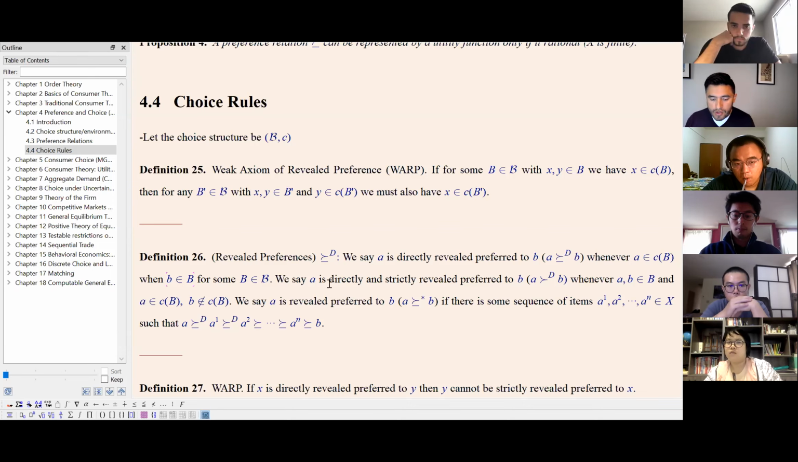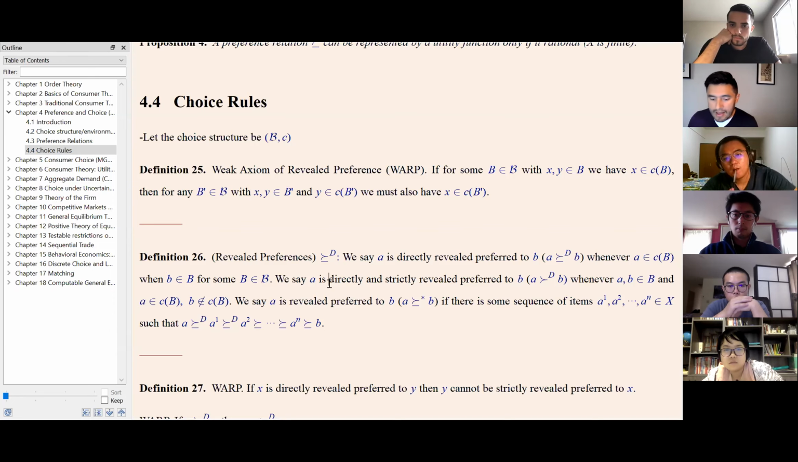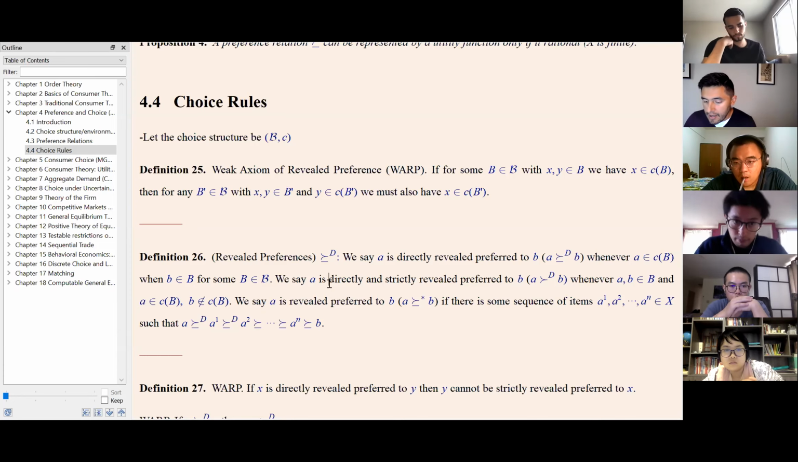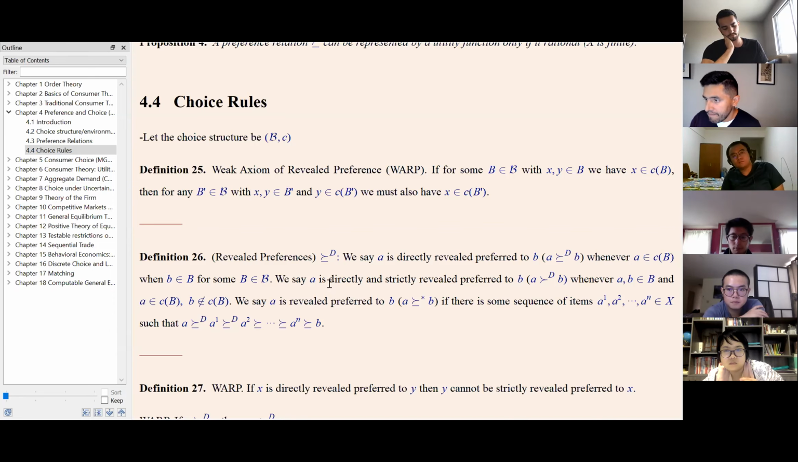So second definition, we say A is directly and strictly revealed preferred to v. The symbol is the strict preference revelation with a superscript D. This holds whenever A and B are in the menu capital V, and A is picked, but B is not picked, okay? So B must not be picked and A must be picked. So what is the difference with the first one? The first one allows for indifference, okay? So you have a choice correspondence when you pick A and B at the same time. The first definition applies, right? But the second doesn't. Do you understand?